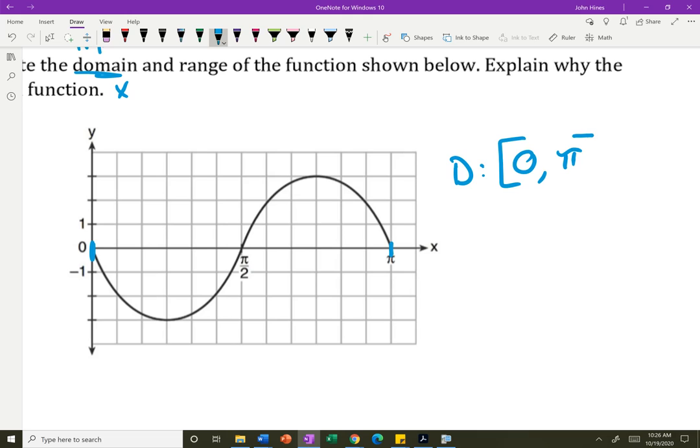And I don't see any open circles, so I'm going to put closed brackets around them, because that means I can actually plug in a 0. I can actually plug in a pi. I can equal those values.